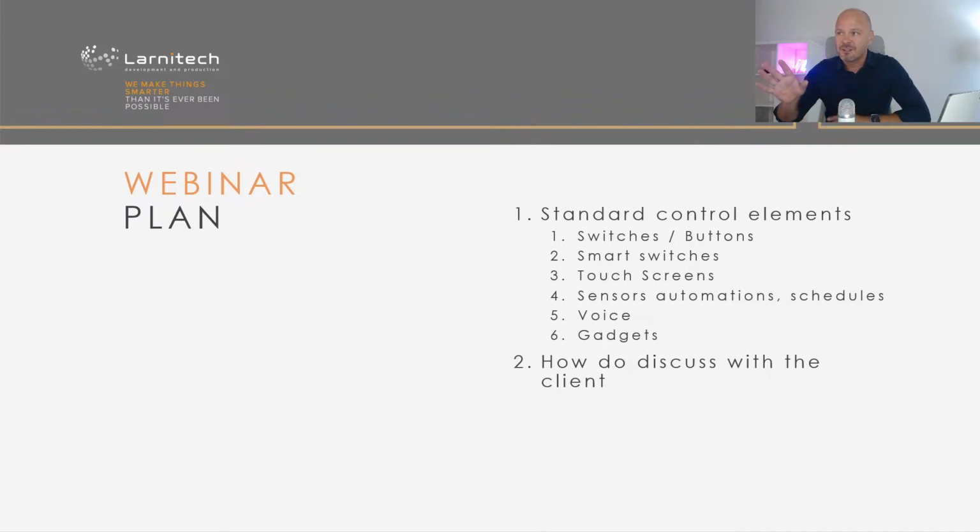But the information will be following. So we will start from typical control elements. We will go to switches and buttons, and then smart switches, touch screens, and so on. And then we will discuss how we talk to the client about this and what to do next if we want to increase our sales knowing all this information.